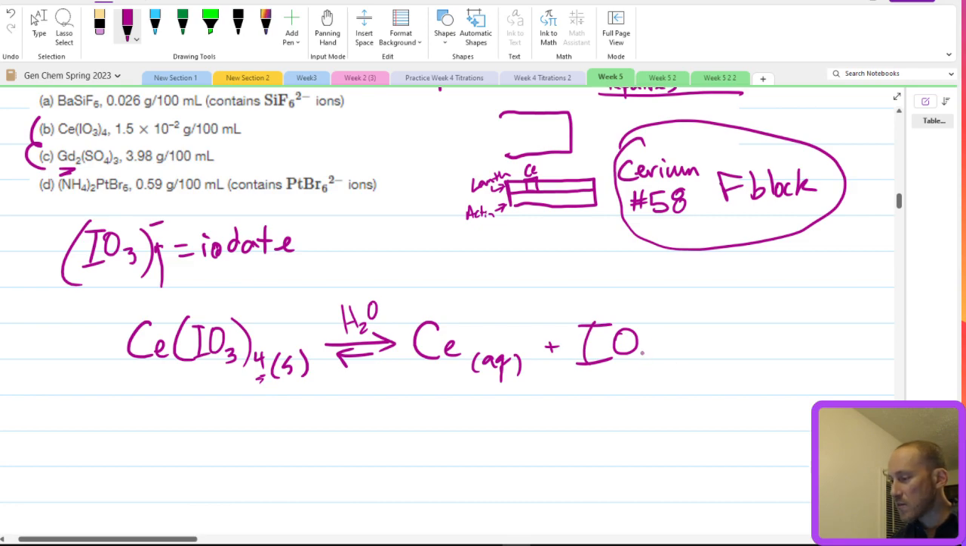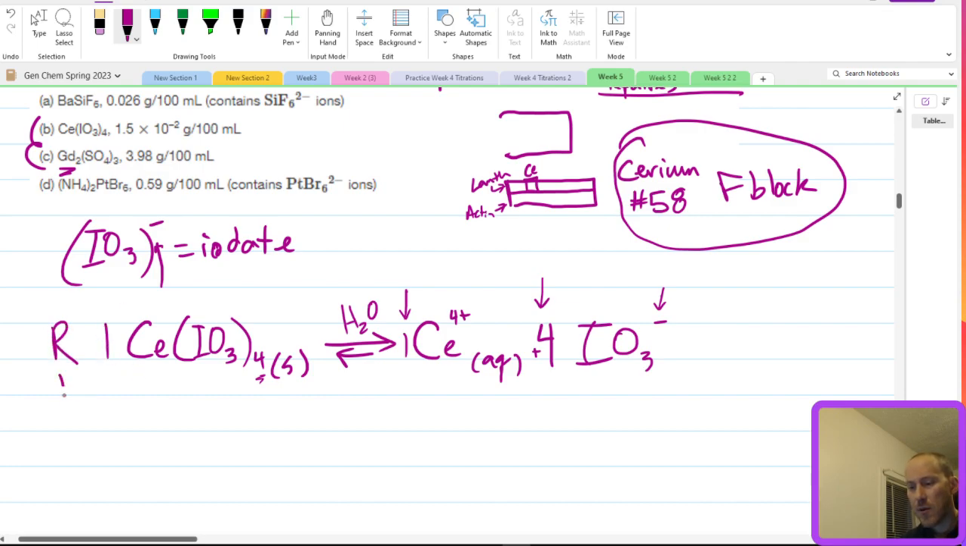we're going to have four iodate anions, each with a charge of -1, so the cerium must be +4. So by the way, this is cerium(IV) iodate, how we would name this. And this means the stoichiometric coefficient here is 1. The stoichiometric coefficient here is 4. And the stoichiometric coefficient here, by the way, is 1.